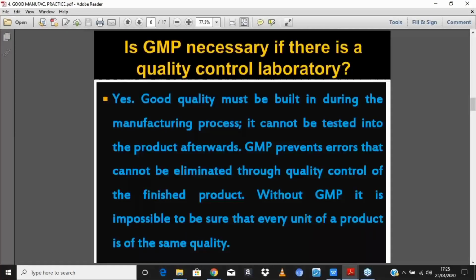Is GMP necessary if there is a quality control laboratory? Yes. Good quality must be built in during the manufacturing process. It cannot be tested into the product afterwards. Good manufacturing practice prevents errors that cannot be eliminated through quality control of the finished product. And without good manufacturing practice, it is impossible to be sure that every unit has the same quality.